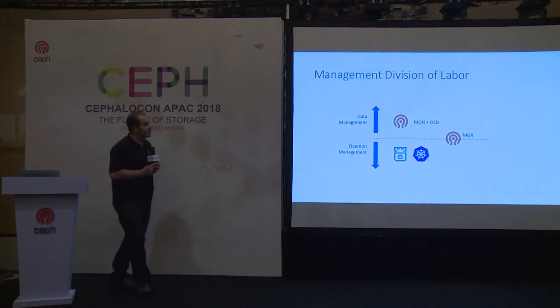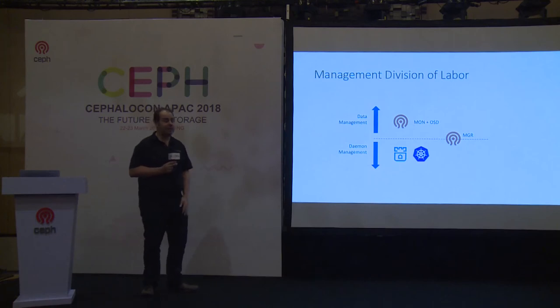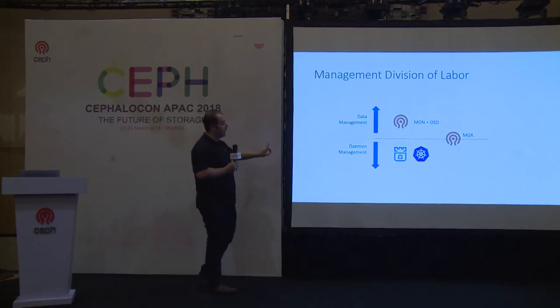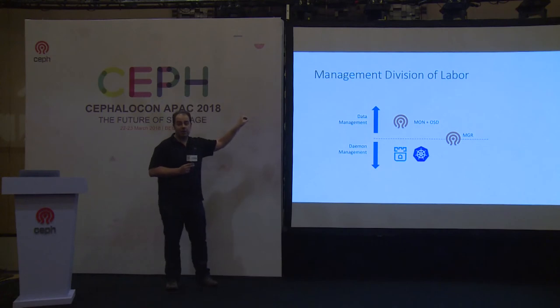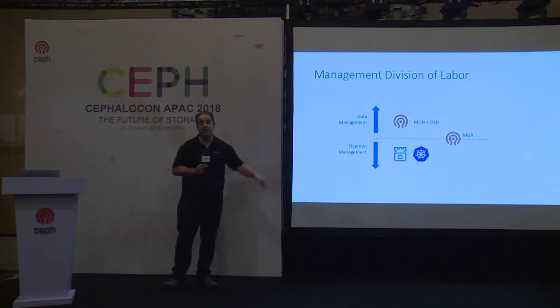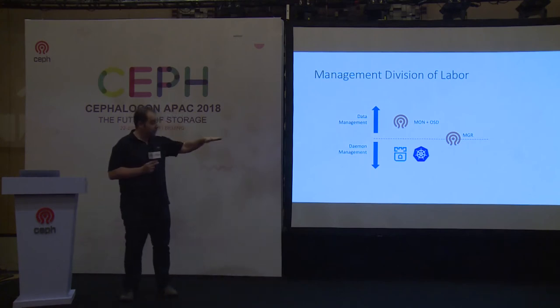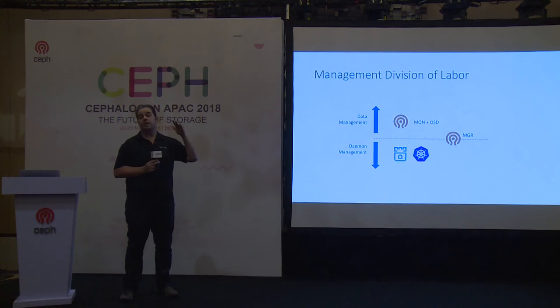And so one of the things that comes up is the division of labor between, say, what Rook is doing and what the Ceph daemons are doing. So I try to explain what I think is the division of labor here. If you think about data management as one direction, things like Mon and OSD and even Ceph Manager are managing data, right? So Mons and OSDs are doing recovery and backfill and rebalancing and everything else. And actually, the manager is now doing rebalancing. All of that stuff is around data management.